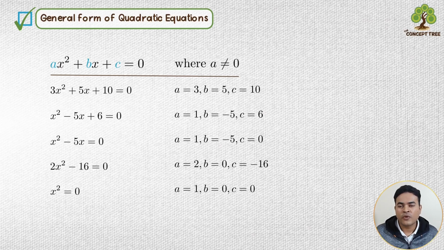Now, one more point to note, you can see that the variable is x and the highest power is 2. Therefore, the number of distinct real roots that we can get will be at most 2.